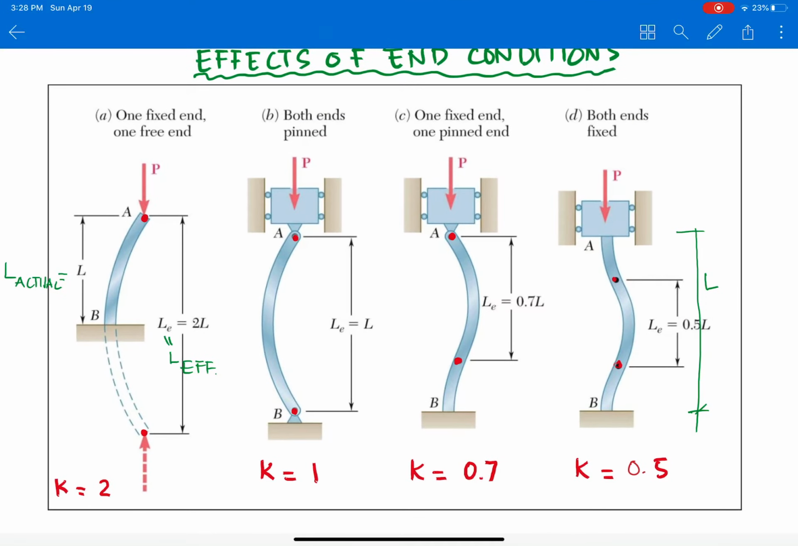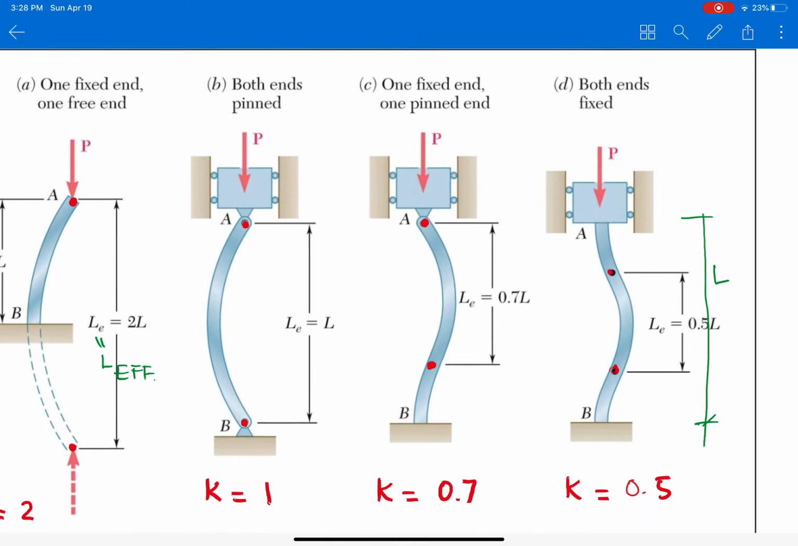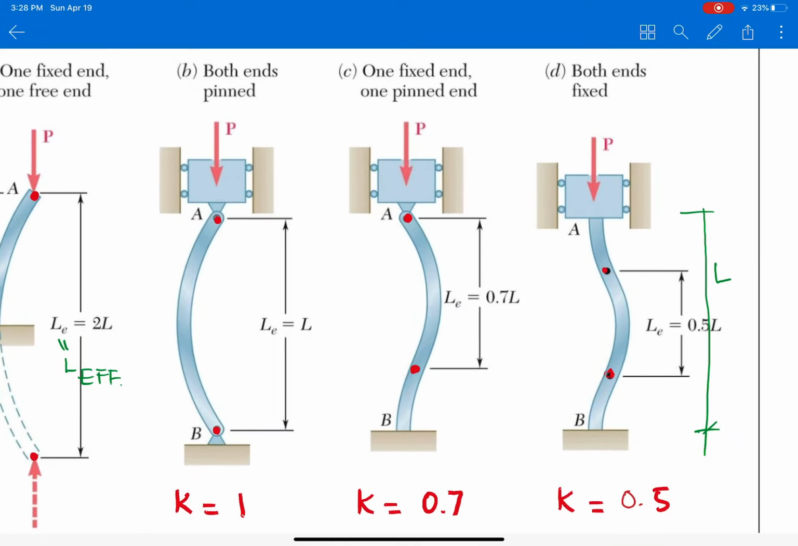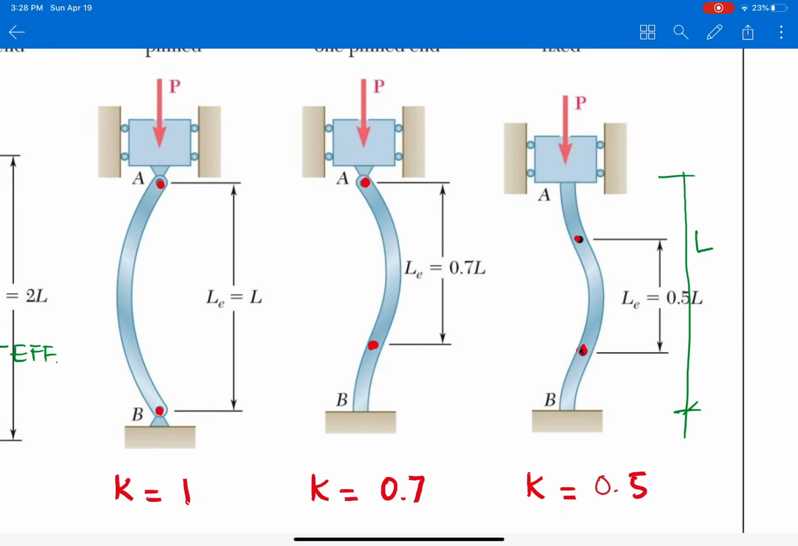Go back to here, pin and fix, scenario C, one fixed end and one pin end, and with that K equal to 0.7.